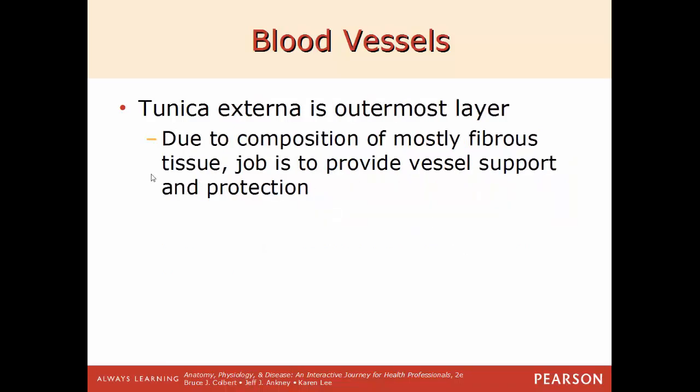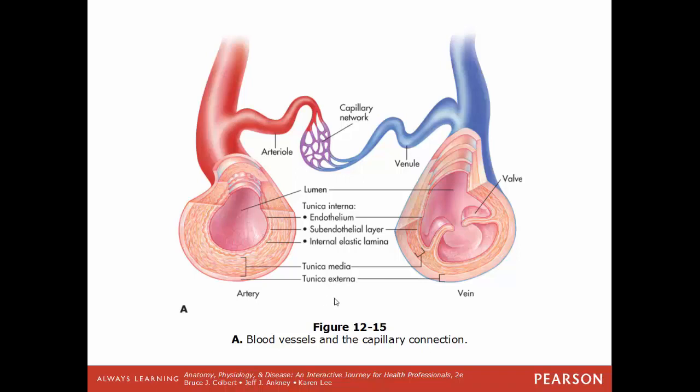And the outermost layer, the tunica externa, is composed of mostly fibrous tissue, and its job is to provide vessel support and protection. Here are the arteries and veins side by side, and the different layers of the vessels. So the tunica externa is the outermost layer, the media is the middle tunic or middle coat, then the tunica interna is the innermost layer. Arteries will branch into smaller vessels called arterioles, which will join and form capillaries. They'll lead on to small veins or venules, then onto regular veins.